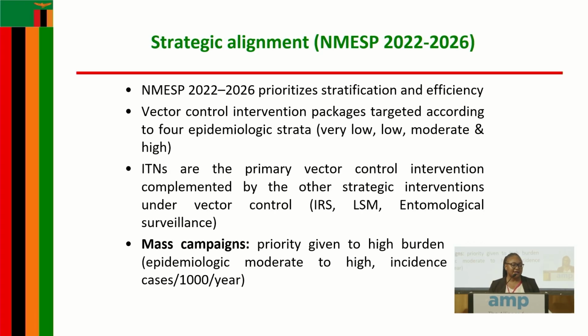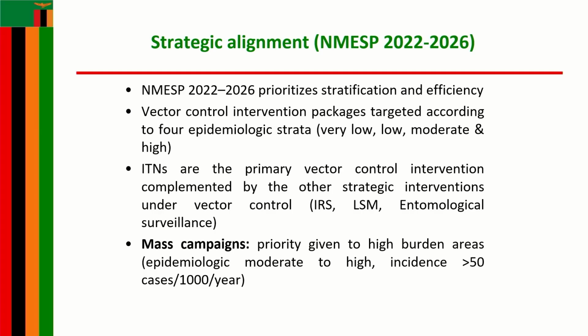Next slide. So the ITN program is deeply rooted in the NMSP, the strategic plan 2022 to 2026, which prioritizes stratification and efficiency. According to our strategic plan, we have stratified our vector control interventions according to 4 epidemiological strata: the very low, the low, the moderate, and high. And in our current strategic plan, ITNs are the primary vector control intervention, which are complemented by other vector control strategies like IRS, LSM, and entomology.